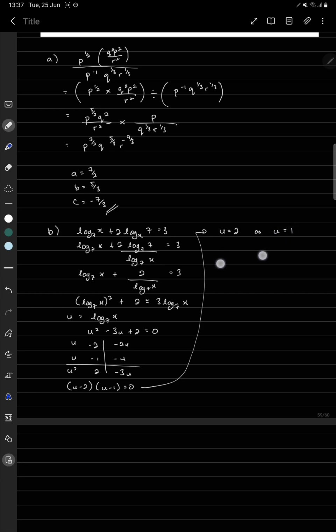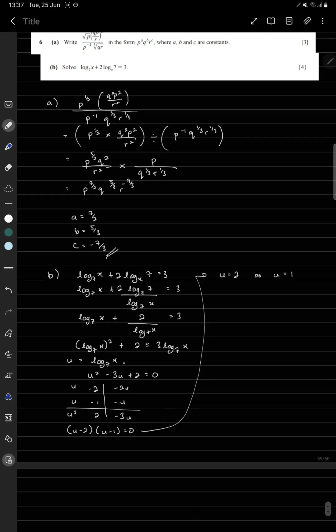Now remember that we're not trying to find u, we're trying to find x. So we have to substitute back into u. So we have log 7 of x equals to 2, then log 7 of x is equal to 1. Okay, so now we're going to use an identity where x is going to be equal to 7 squared and x is equal to 7 to the power of 1. So x equals to 49 and x equals to 7. Therefore, your answers are x equals to 7 and x equals to 49. Okay?